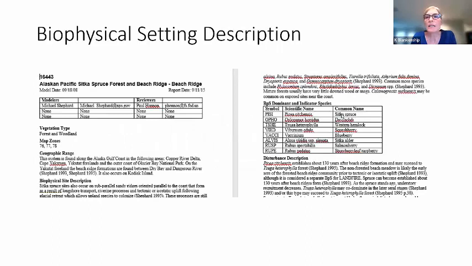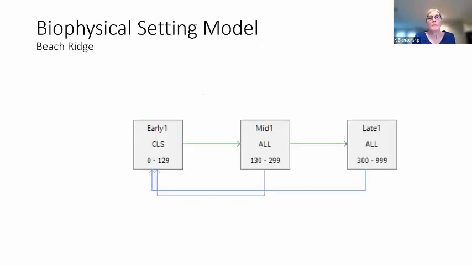And then a biophysical setting model really includes two things, a description and a model. And this is a picture of part of a description here. And so you can see that the description is fairly comprehensive, looking at where the type occurs, the biophysical site conditions, a whole list of species, and lots of information about the disturbance regime. There are other parts, but this is a lot of the foundation of a biophysical settings description. And then we create a quantitative state and transition model to go with that.